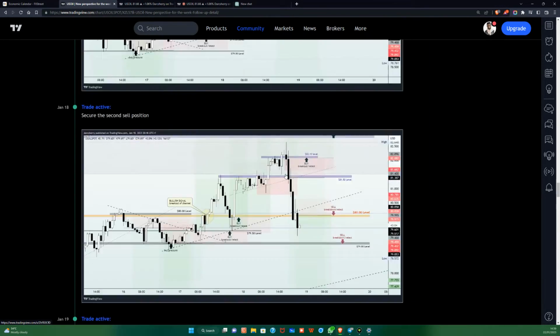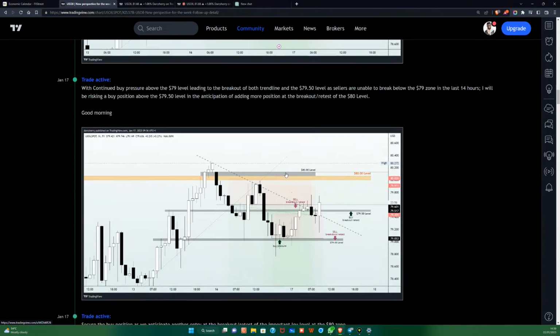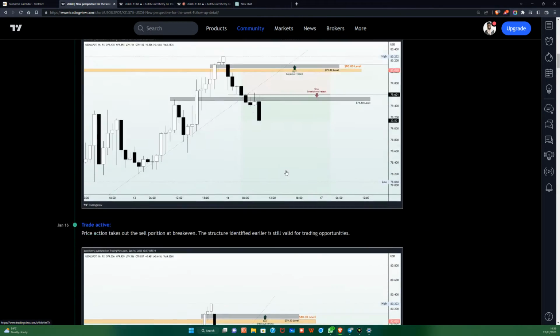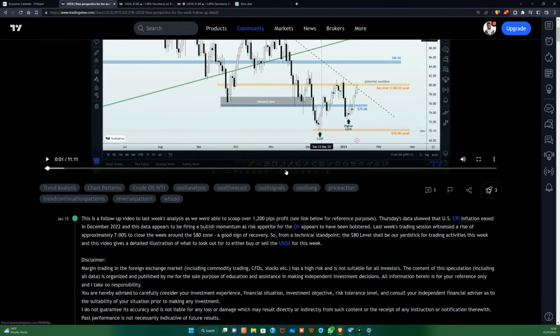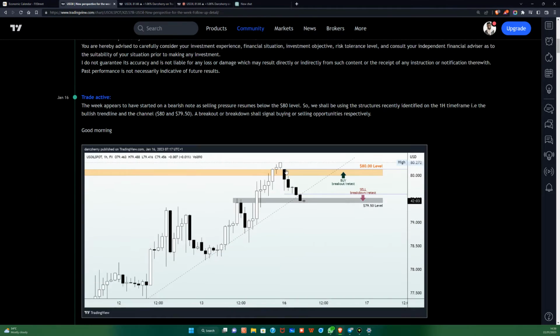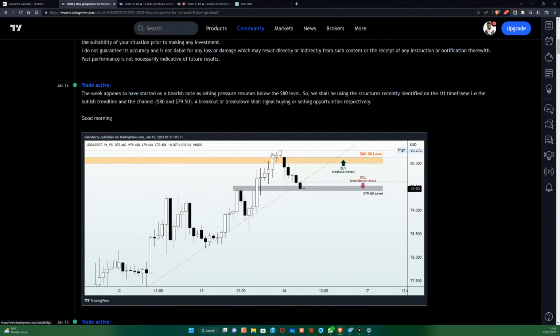For those who are not part of our trading journey last week, I would like you to see how we took advantage of the trading opportunities that the market presented to us. So, at the beginning of the week started on a bearish note as we saw selling pressure begin below the $80 level, and because of the fact that we had a structure around the 79.50 level, we used that level as a support level for the week.